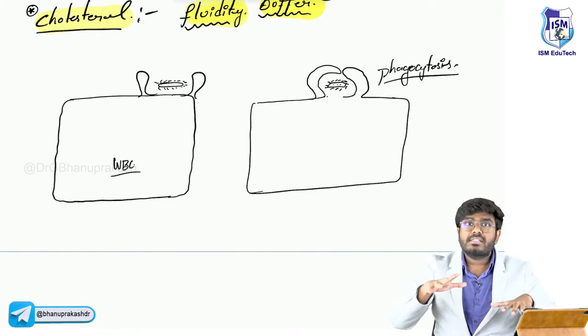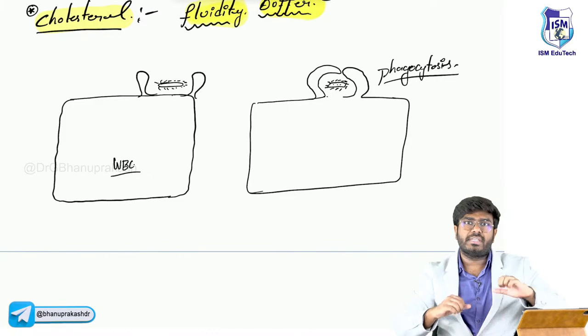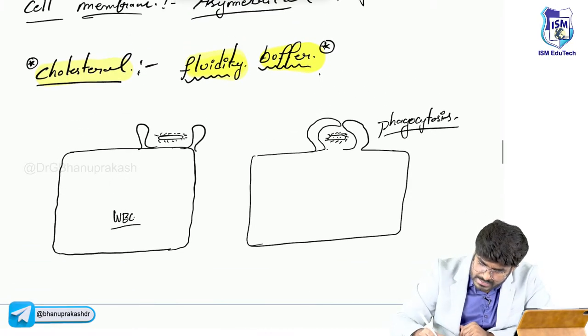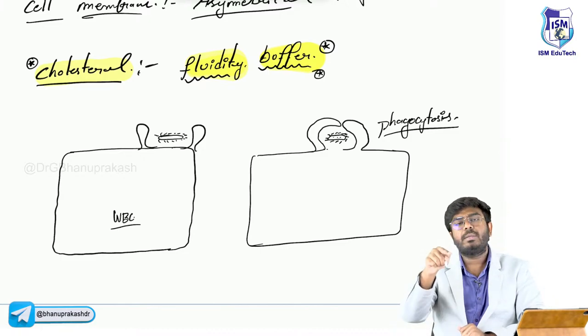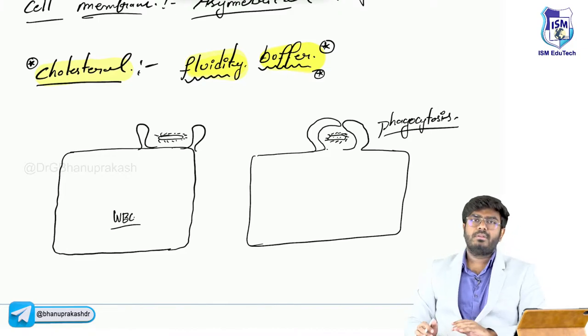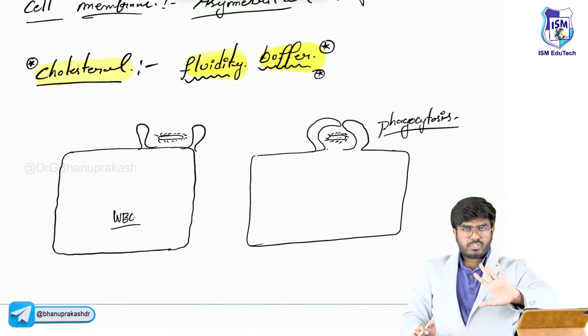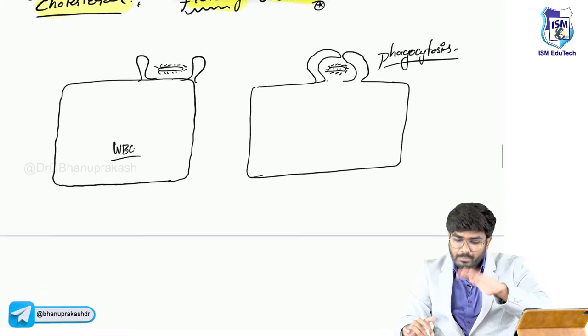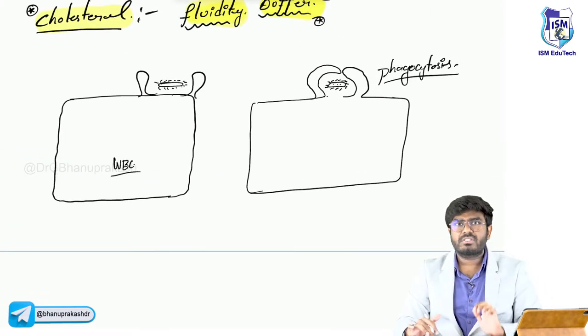Who is maintaining this fluidity? It is cholesterol. Cholesterol is considered a fluidity buffer. This is a neat PG MCQ. Now, let's stop here. Let me explain some other concepts, and I will come back to this fluidity.